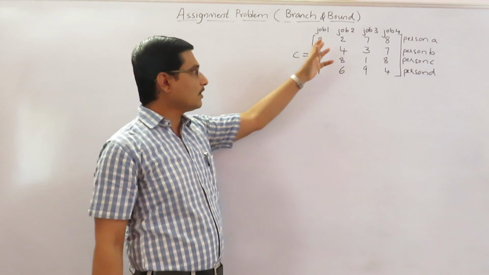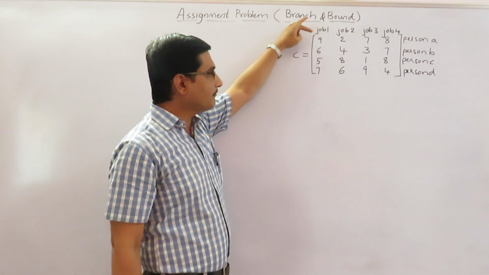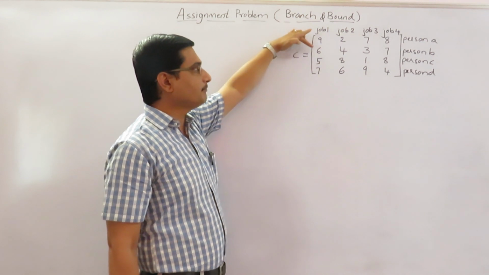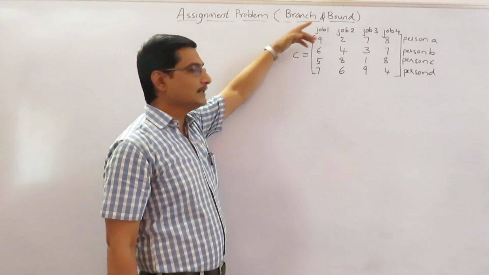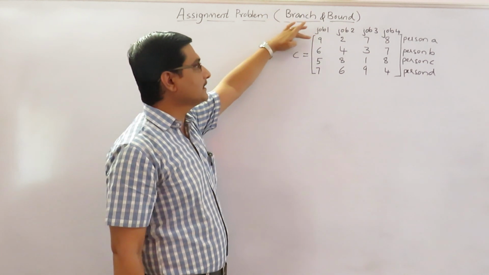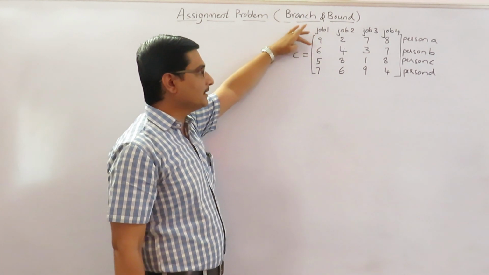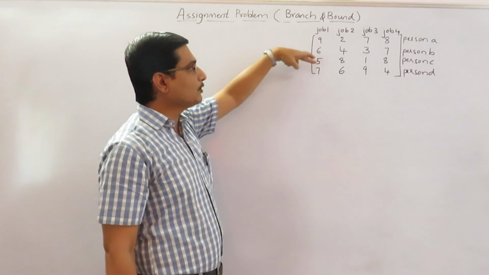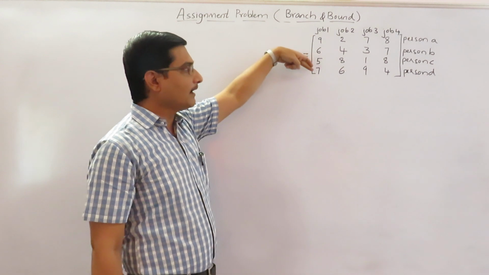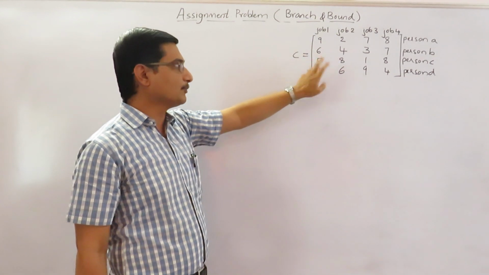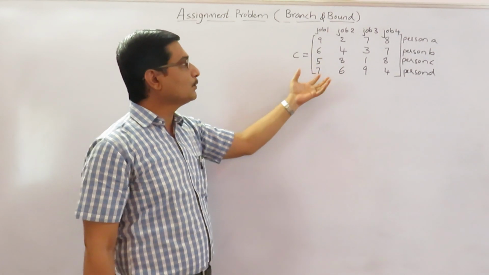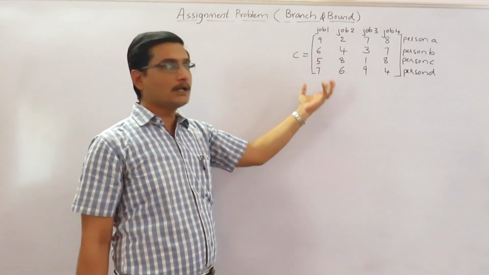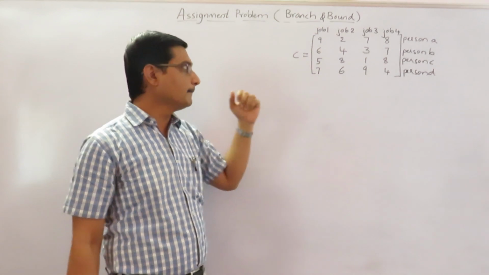Say here there are 4 jobs, and for job 1, person A will take 9, person B will take 6. Say it is in terms of rupees, so 9 rupees. For B, for doing the same job, he will take 6 rupees. C will take 5 rupees to do job 1, and person D will take 7 rupees. If this is the problem, then we have to assign the jobs to these 4 people such that the total cost will be less. That is the problem.